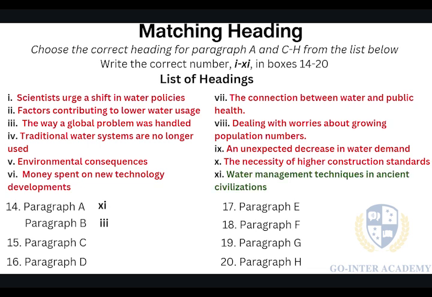So, what's left? Only one heading remains, and it hasn't been used yet. Heading 11. Water management techniques in ancient civilization. So this heading is a perfect match. The entire paragraph is about how ancient civilizations, especially the Romans, managed water using aqueducts, pipes, and sewers. The focus of the paragraph is how they did it, so we can say that this heading is the best match for paragraph A. So, the answer for this paragraph is heading 11.